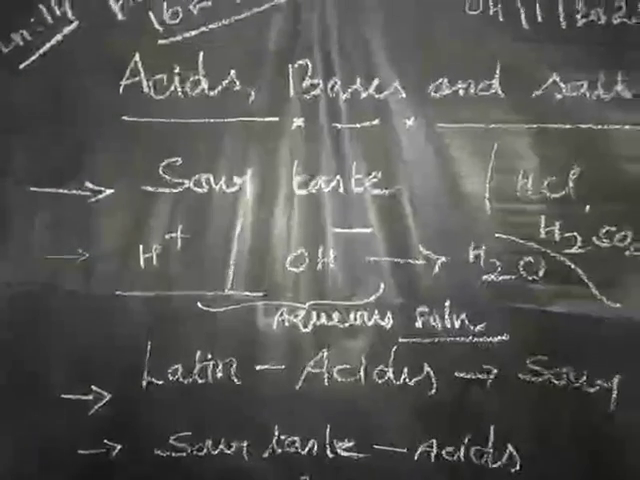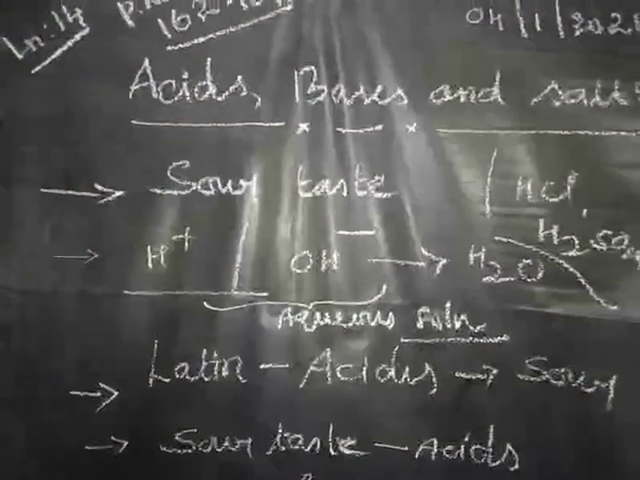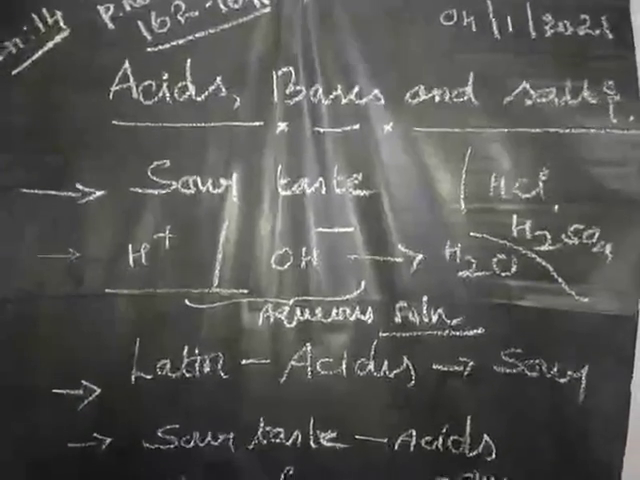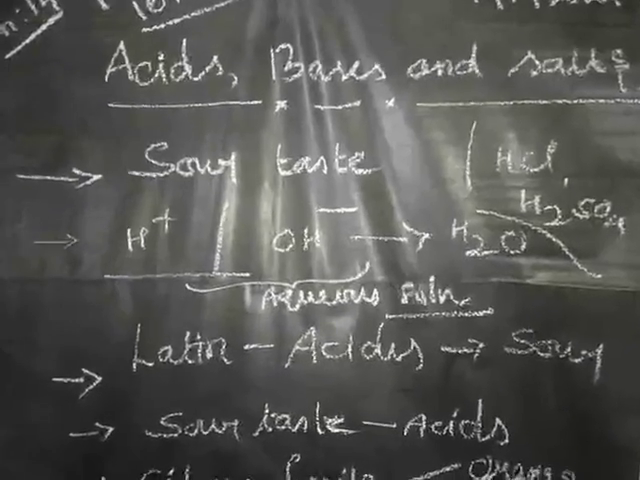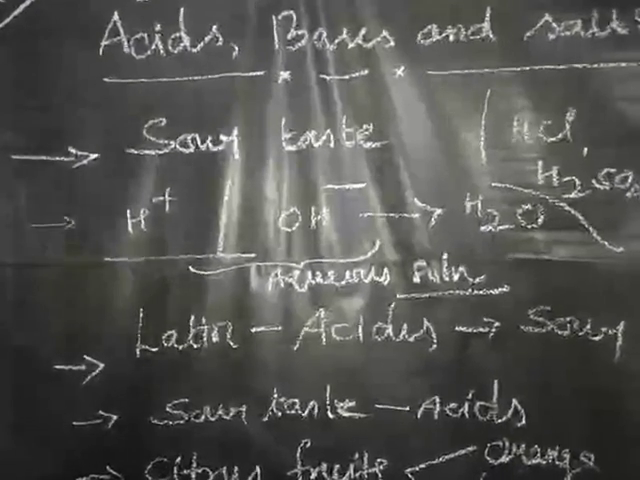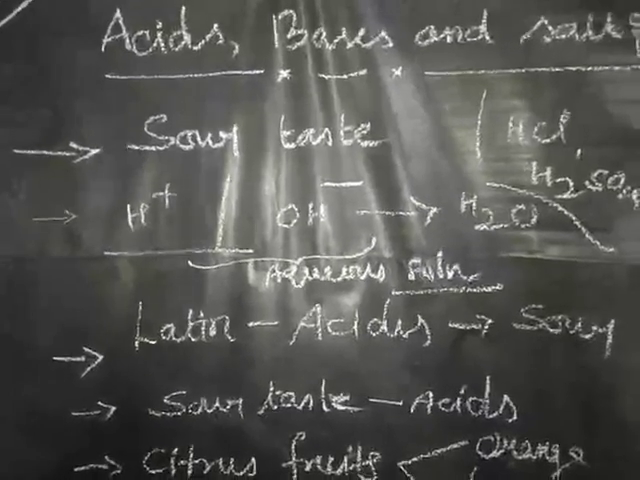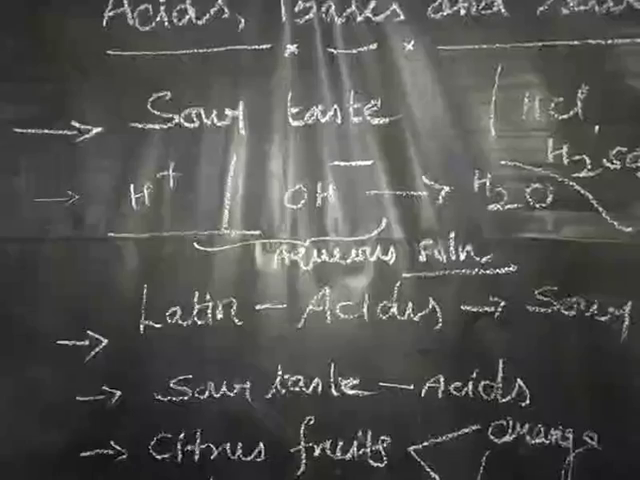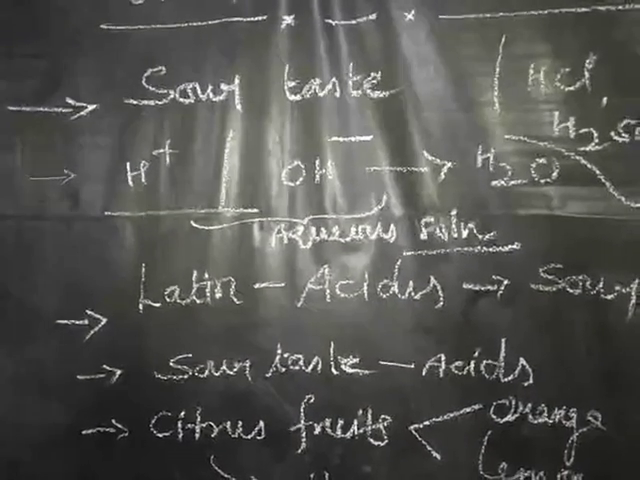Good morning children. Today we are going to start the new lesson, chemistry lesson number 14, acids, bases and salts, pages 162 to 164. What is meant by acid, what is meant by base, and what is meant by salt? In lower sections we have studied acids, bases and salts. In this lesson we are going to discuss them briefly.